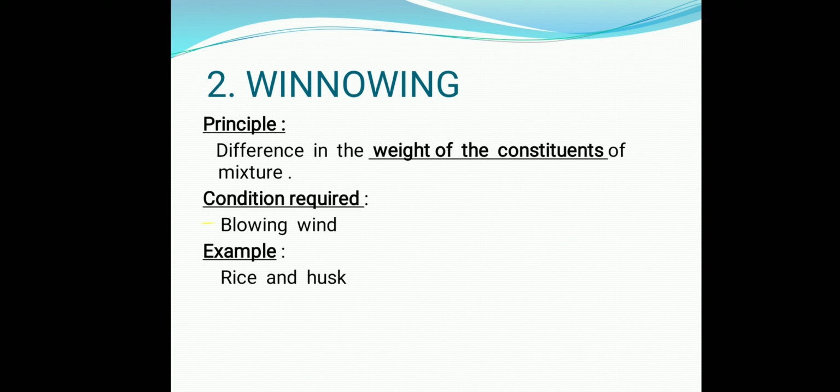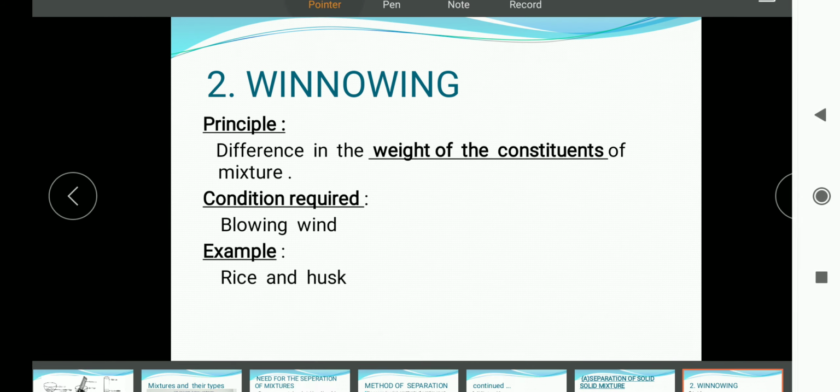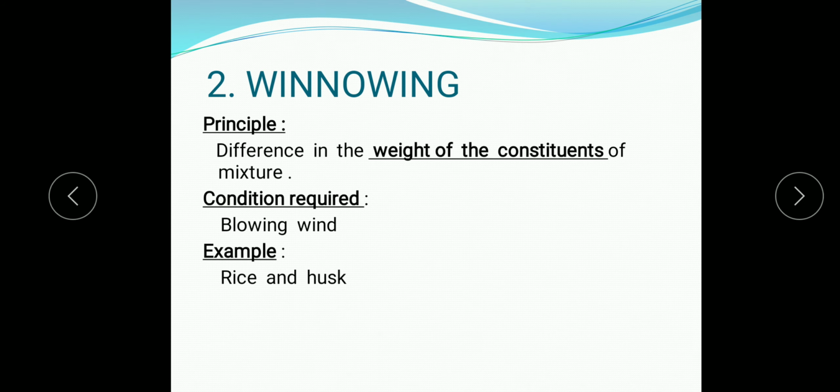Now what is the condition required for application of this method of separation of mixture? So the condition required over here is blowing wind. So when there will be blowing wind, then only you can apply this method of separation of mixture. Example of the mixture which can be separated by the process of winnowing is rice and husk. So tell me, which component is heavy? That is rice. And which component is light? That is husk. So there is the difference between the weight of the constituents of the mixture.